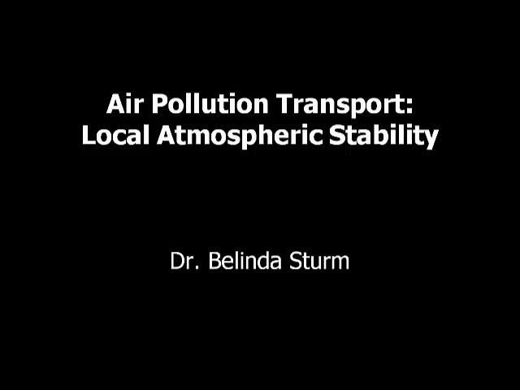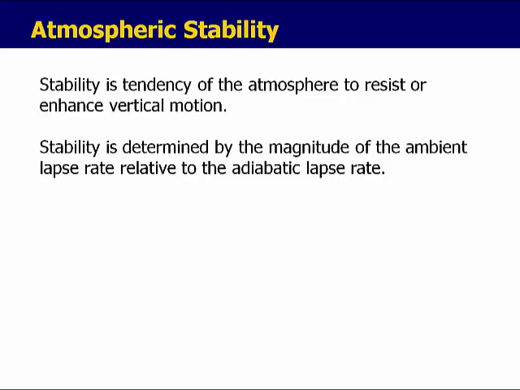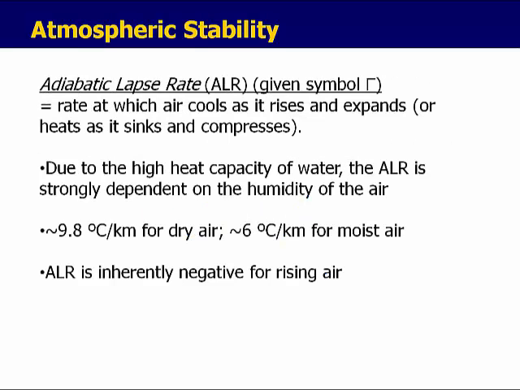In this module, I will review local atmospheric stability, which is an important concept for air pollution transport. Atmospheric stability is defined as the tendency of an atmosphere to resist or enhance vertical motion. It is determined by the magnitude of the ambient lapse rate compared to the adiabatic lapse rate, which is given the symbol gamma. So the question is, how are these related? We'll go ahead and define both terms.